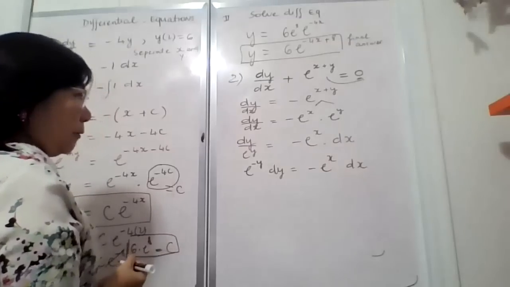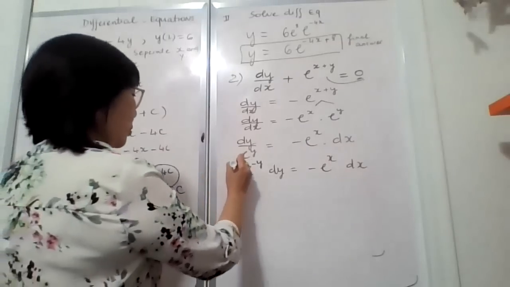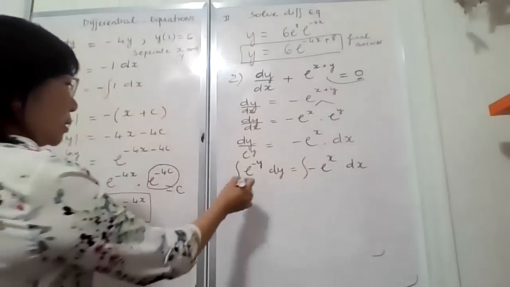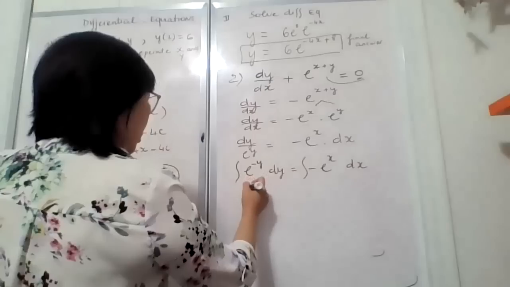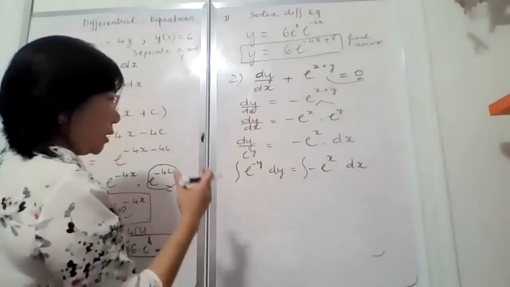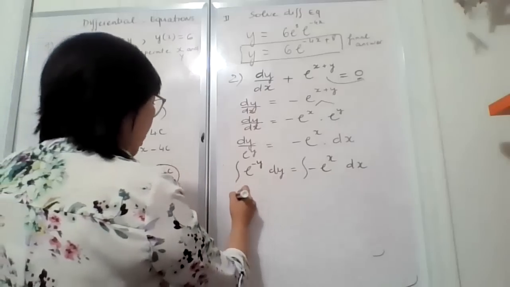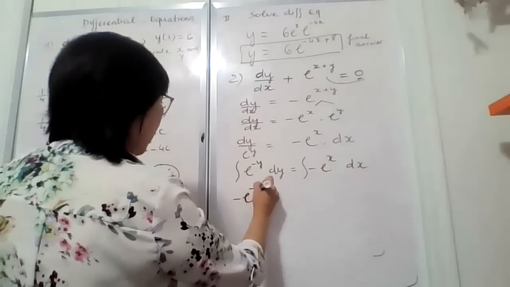Now at this point, I'm going to integrate both sides, right? So what is the integration of e to the minus y? The integration of e to the minus y, like an antiderivative, that's the formula. So it equals minus e to the minus y.